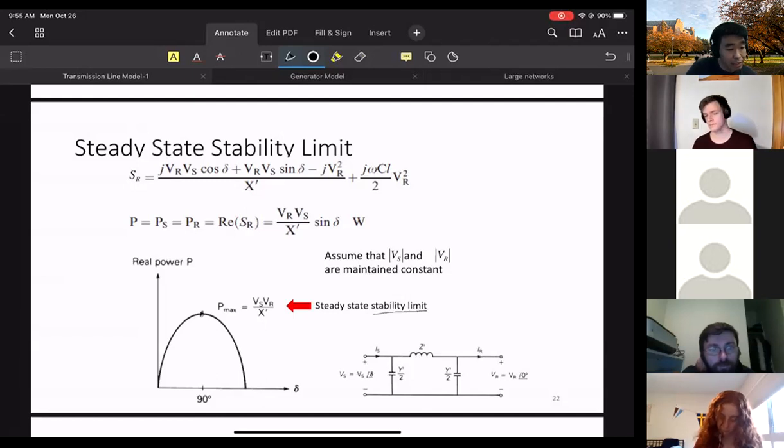Any ideas why this is called the stability limit? Why is this called the stability limit and not just, so why use the word stability? Let's think about why we're using the word stability and not just calling this a steady state limit. Okay. So let's think of dynamically what happens when we have this sort of curve.